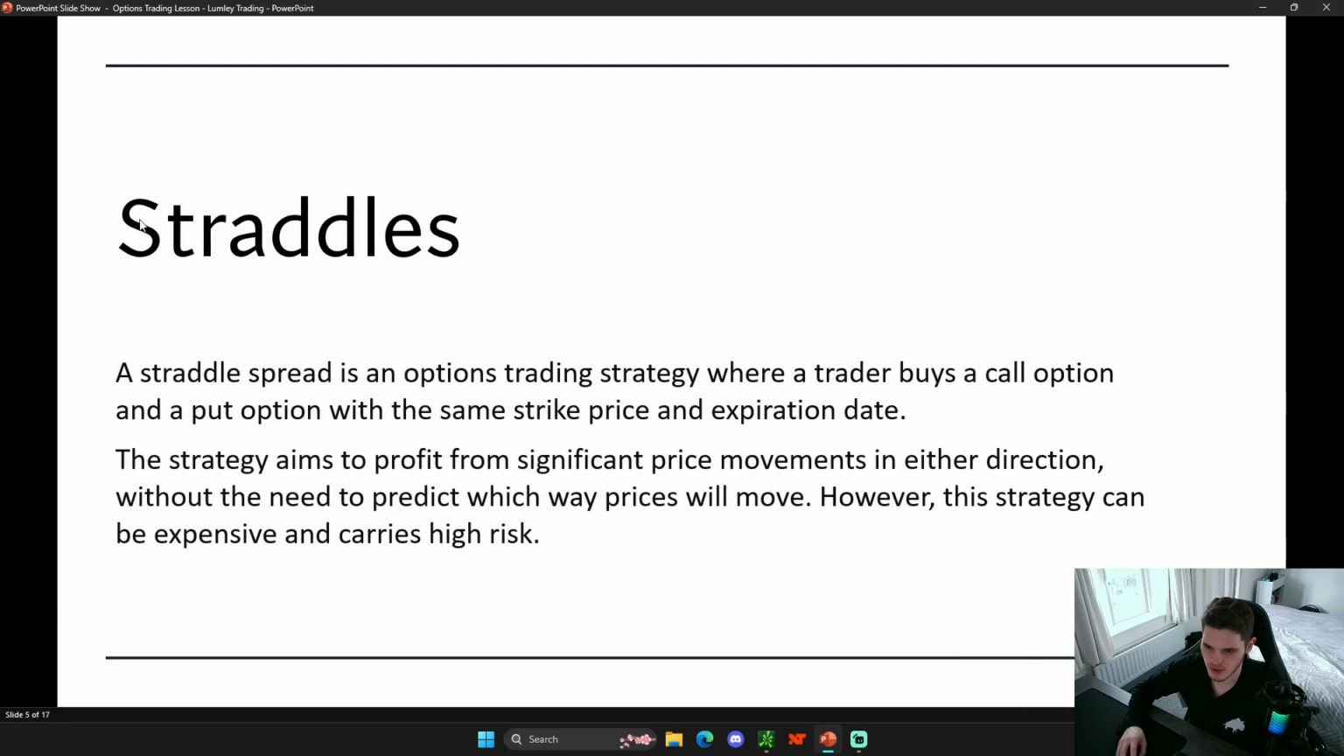Now, on to another way, straddles. This strategy I do actually use quite often. Basically, you buy both a put and a call at the exact same strike price with the exact same expiry.